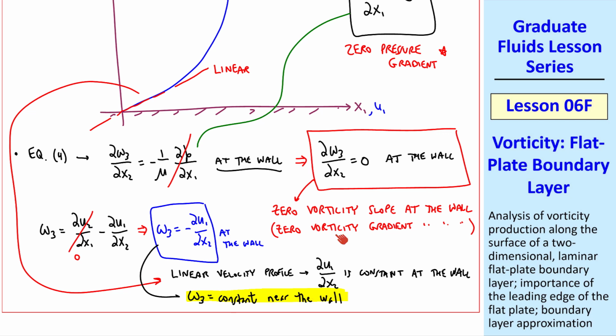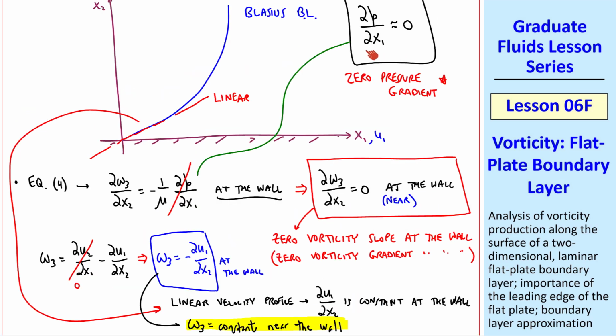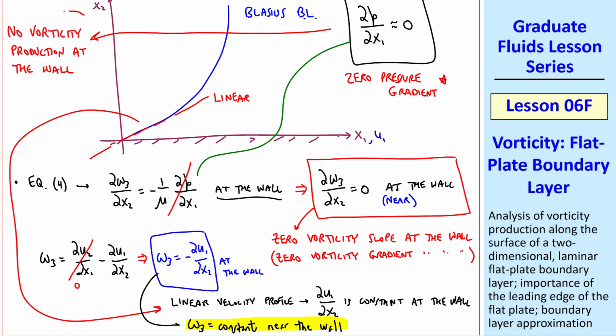This statement agrees with what we showed here. Since there's 0 vorticity gradient at the wall, or near the wall, omega 3 must be constant near the wall. So we basically said the same thing twice in two different ways, using two different analyses. Going back to this equation, for our flat plate boundary layer, there's no pressure gradient along the wall. And there's no vorticity gradient at the wall either. And from our previous lessons, we know that therefore there is no vorticity production at the wall.